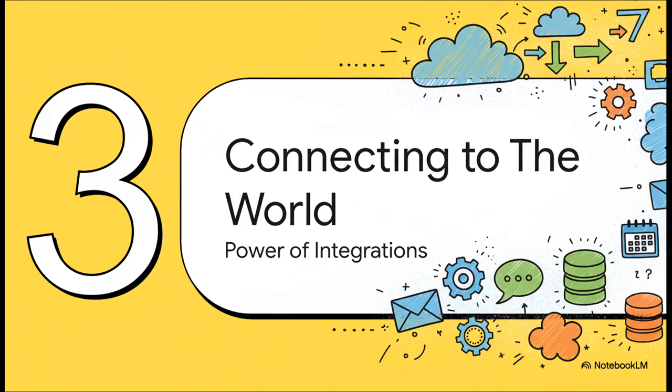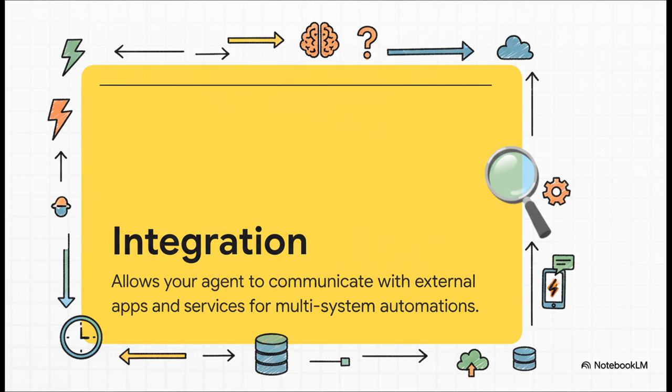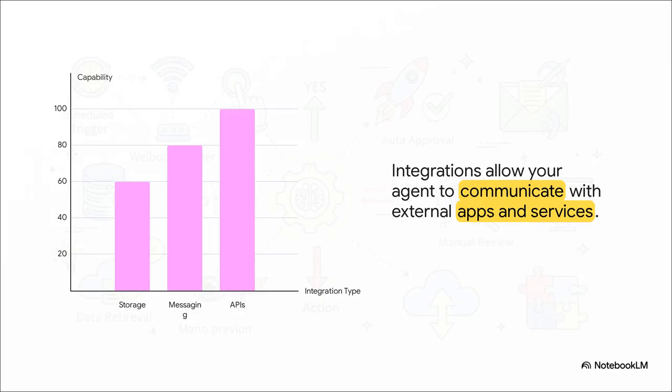So our agent is pretty smart, but it can't just work in a vacuum. To be really useful, it needs to talk to all the other apps and tools we use every day. And that's where our next piece of the puzzle comes in: integrations. An integration is basically just a bridge. It's a secure, pre-built connection that lets your agent talk to other services, to send them information, or to pull data from them. Just think of it as giving your agent the ability to use Slack or Google Drive or your company's sales software.